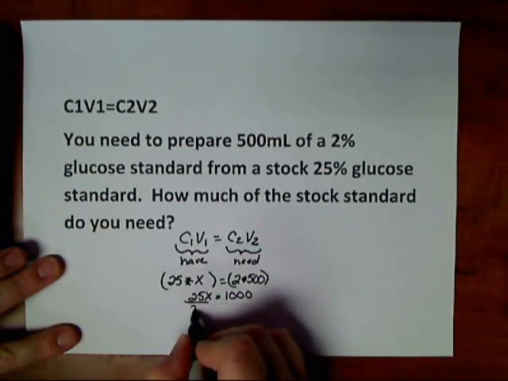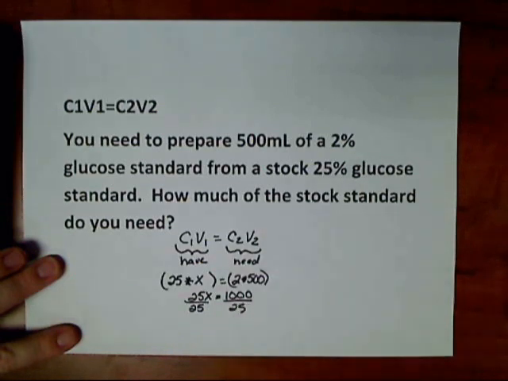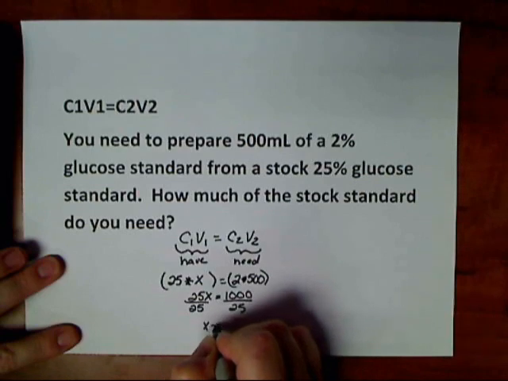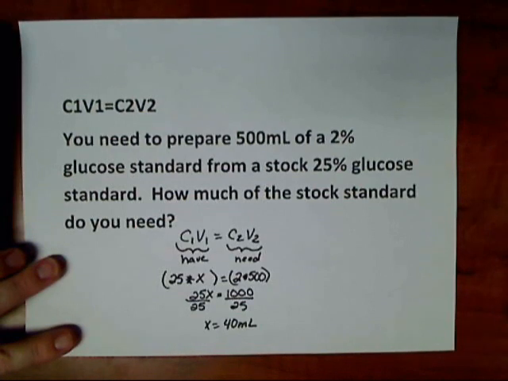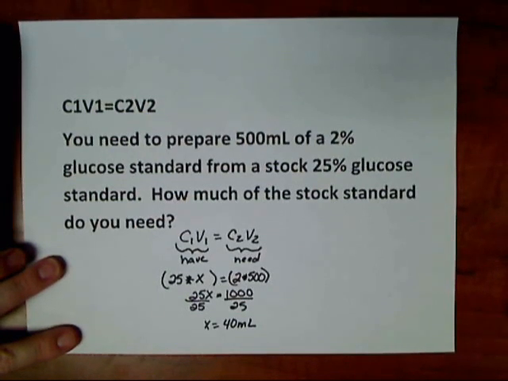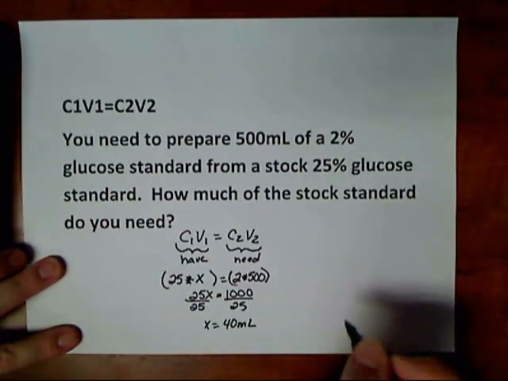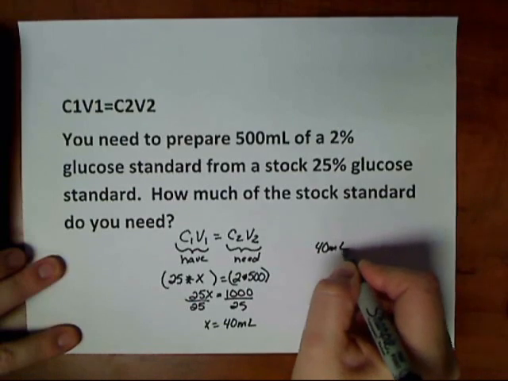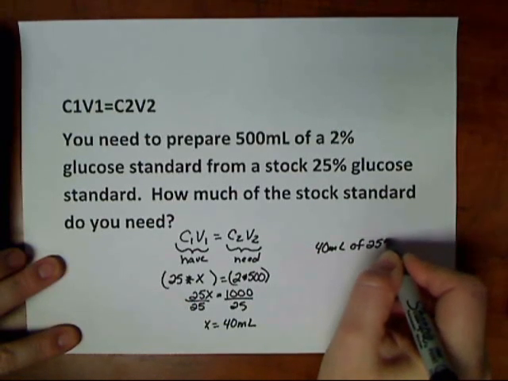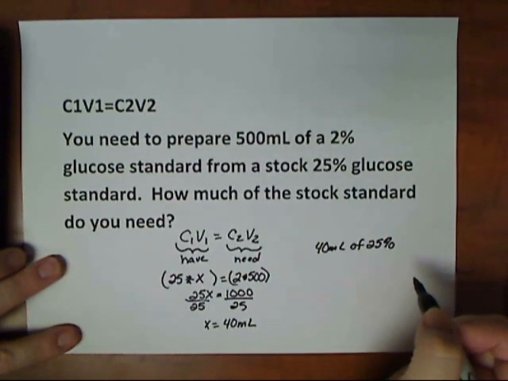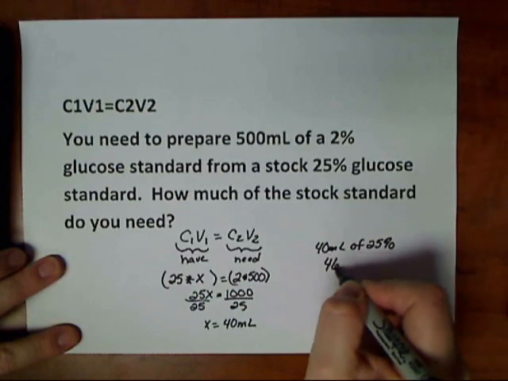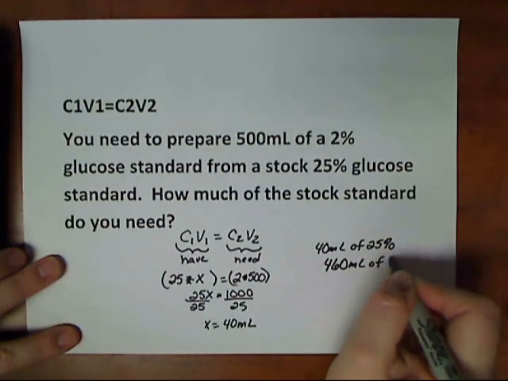If you divide both sides by 25, you get 40. X equals 40 mils. But we're not done there. So we have 40 mils. 40 mils of what? In this case, what we would have to do is take 40 mils of our 25% glucose standard and fill the container up to 500 mils with water, which would essentially be 460 mils of water.